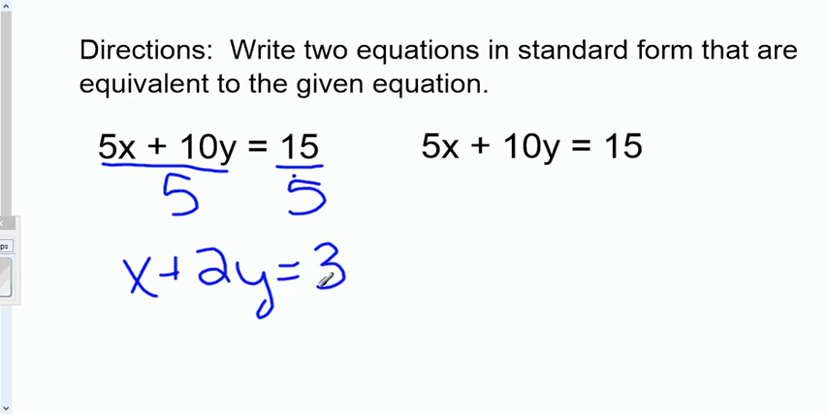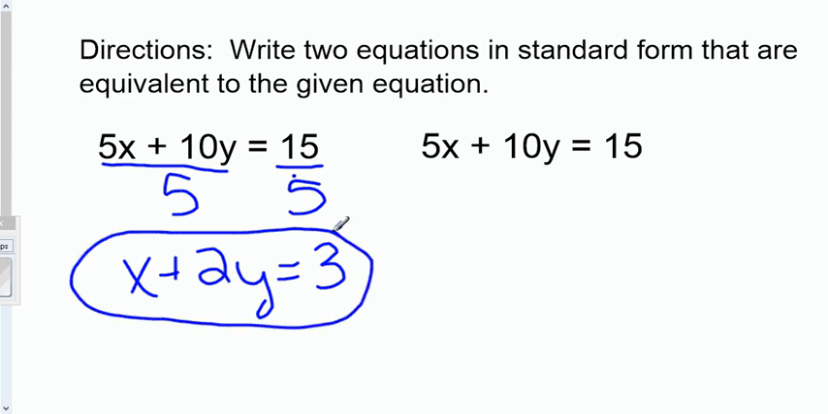5 divided by 5 is just 1, and 1x is just x. That's where that came from. So this is one example of an equivalent equation. It is not the only one. There are infinitely many. That was just something that jumped out at me.